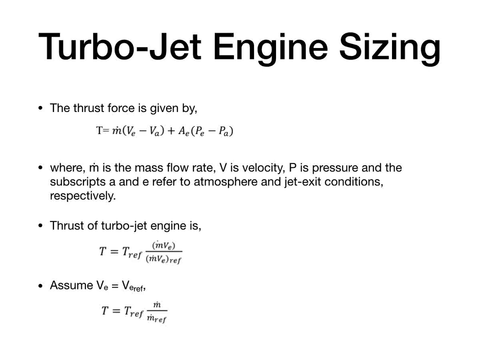If we consider static thrust, then VA is also equal to zero. So that will give you T equal to just m dot times V. So the thrust of a turbojet engine should vary with respect to that of a reference engine as T equals T reference times m dot V divided by m dot V of the reference engine. It is a reasonable assumption that the jet exit velocity VE is not a function of the thrust. Therefore VE is equal to VE of the reference engine, and T is equal to T reference times m dot divided by m dot of the reference engine.